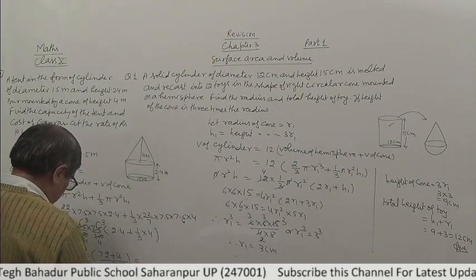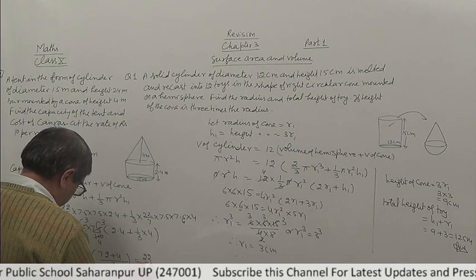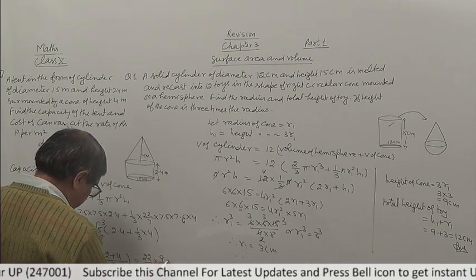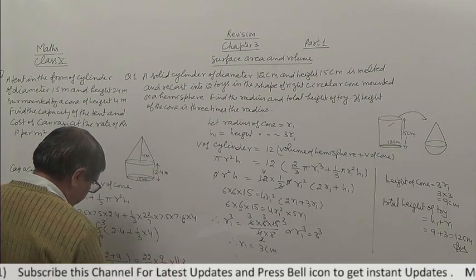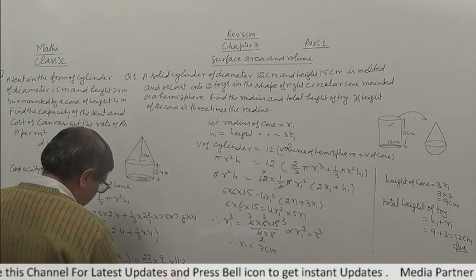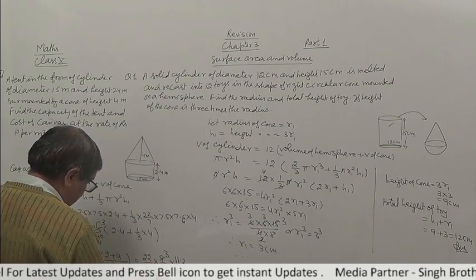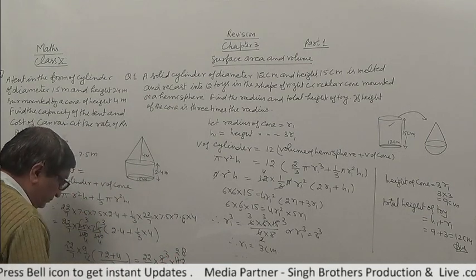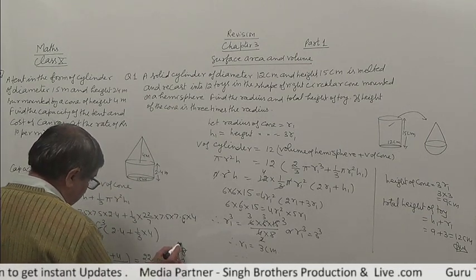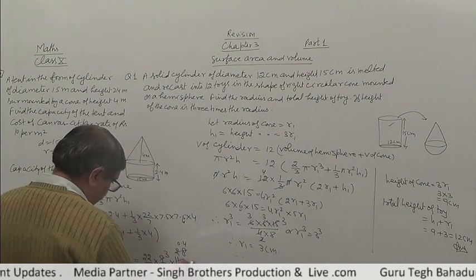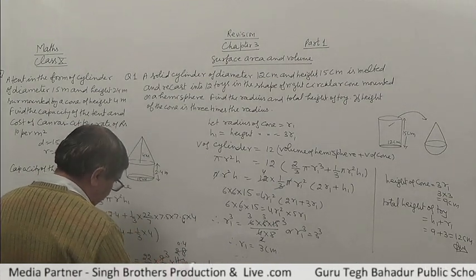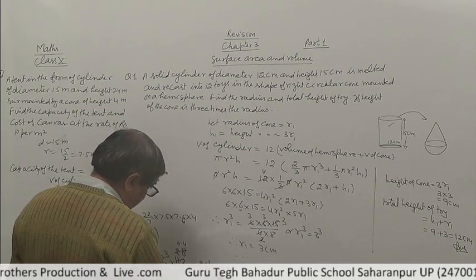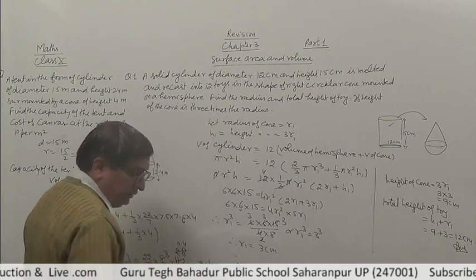It will be 22 upon 7 into 9 upon 16 into 11.2 upon 3. 3 3s, 4 4s, 4 2s, 4 8s, 7 0.4s. 4 3s are 12, 12 2s are 24, 24 into 26. 26.4 cubic meter is the first answer.